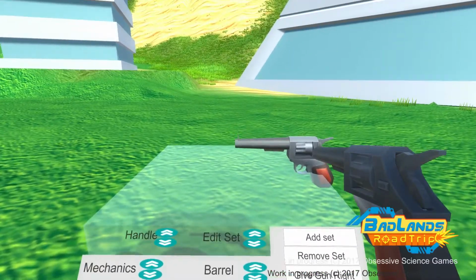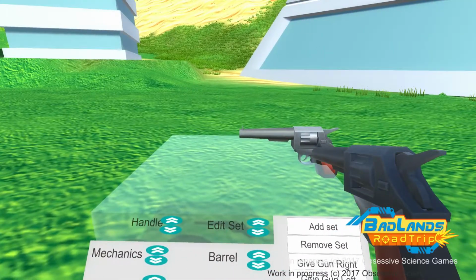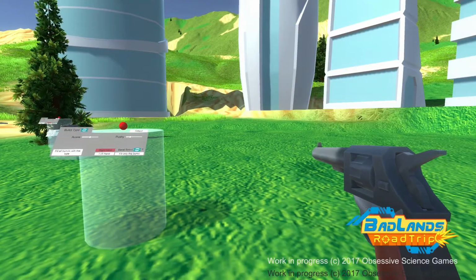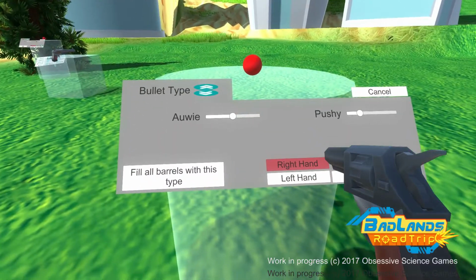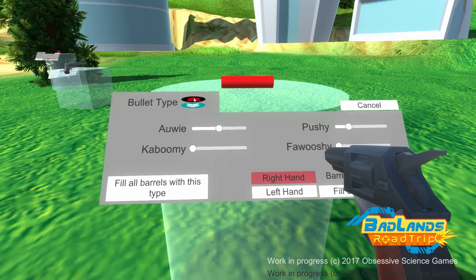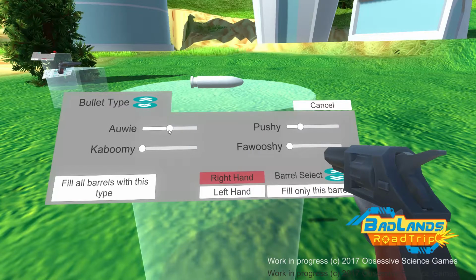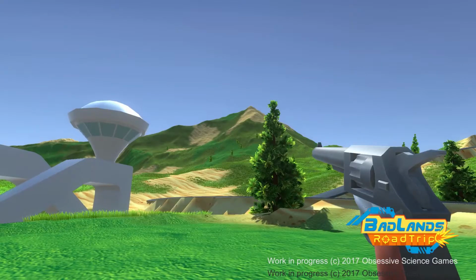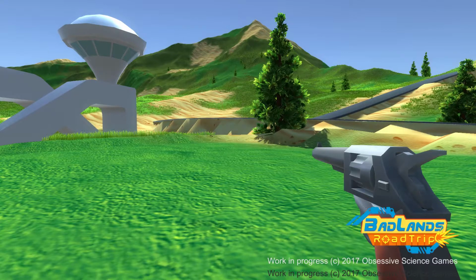Now the fun part is I have this gun over here, but I also have bullets over there. I've got different types of bullets. Look, I've got round bullets and long bullets and even normal looking bullets. So I can say, hey, I want this like this and this so. Fill all barrels with this type, and now I can shoot with it.